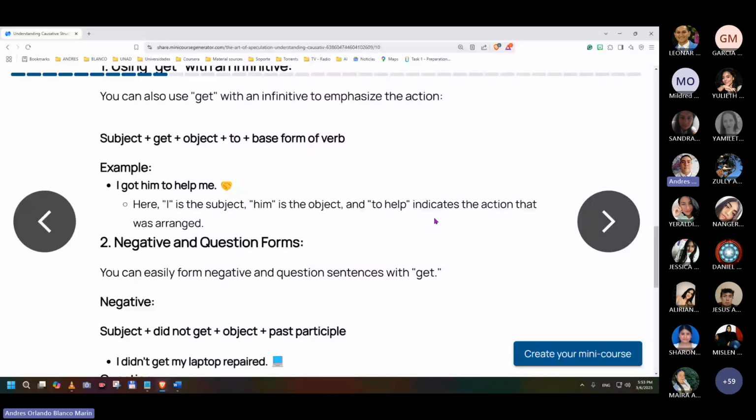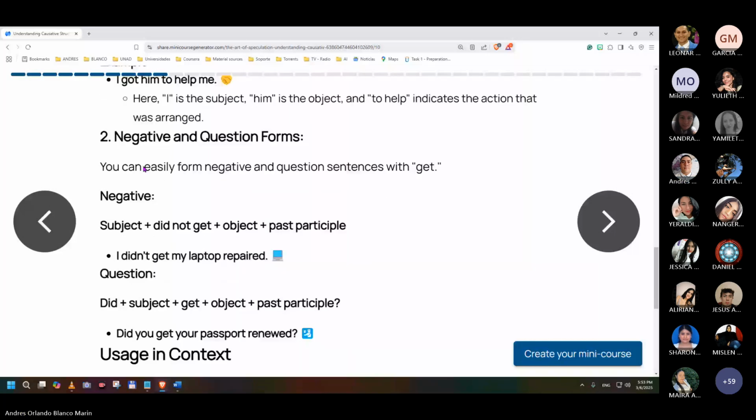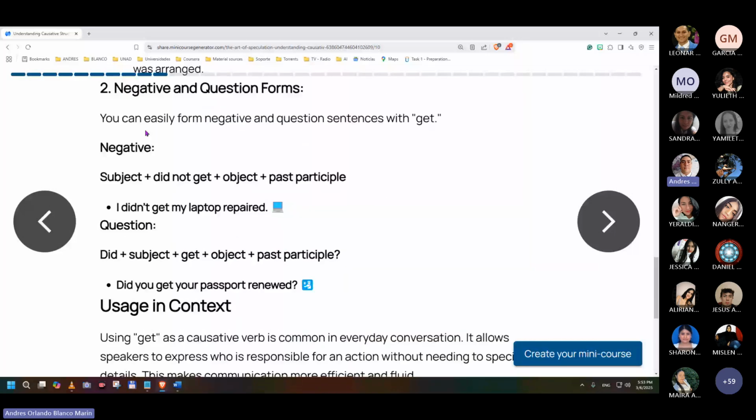Here are the variations. The negative form. What can I do for a negative form? We can add an auxiliary verb. I didn't get my laptop repaired. So I couldn't convince or persuade someone to fix it.